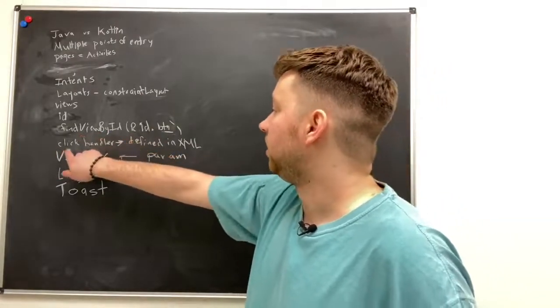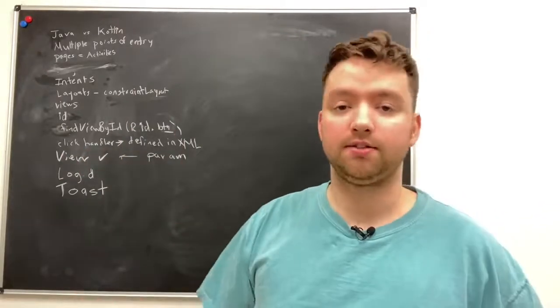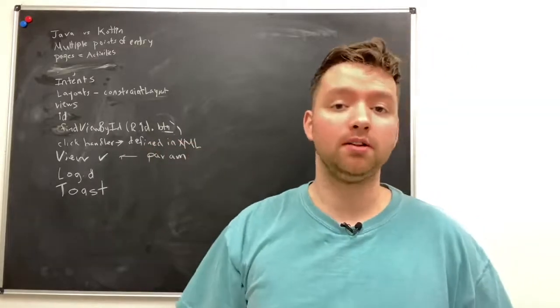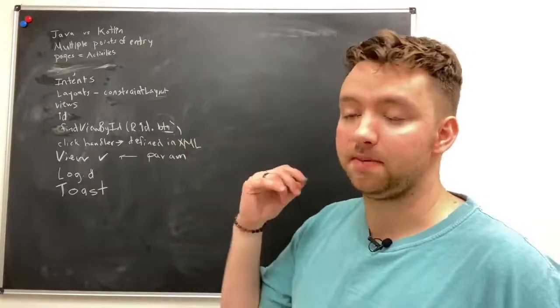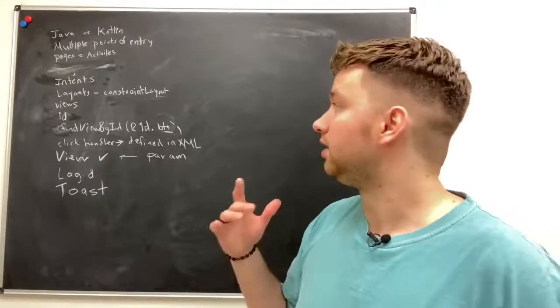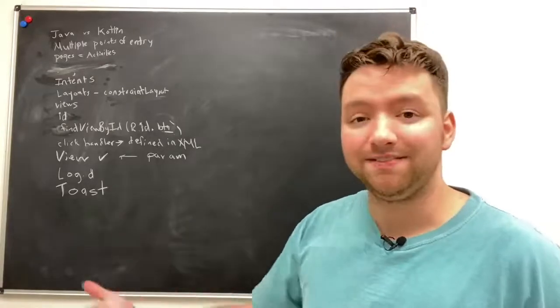Now when we have a button, we can assign a click handler just in the attributes on the right hand side of the page, if that's where your attributes are. And this is defined in the XML, so you can do that as well. It's really simple. You just put the method name, and then inside of the .java file for this activity, you define that method and that becomes your event handler.